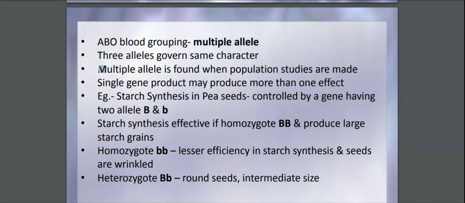Now, when we study an individual, we don't have multiple allelism coming into play, because an individual is diploid and a diploid individual has only two alleles at a time, right? But when you take up population studies, you will see the effects of all these three alleles, IA, IB, and i.